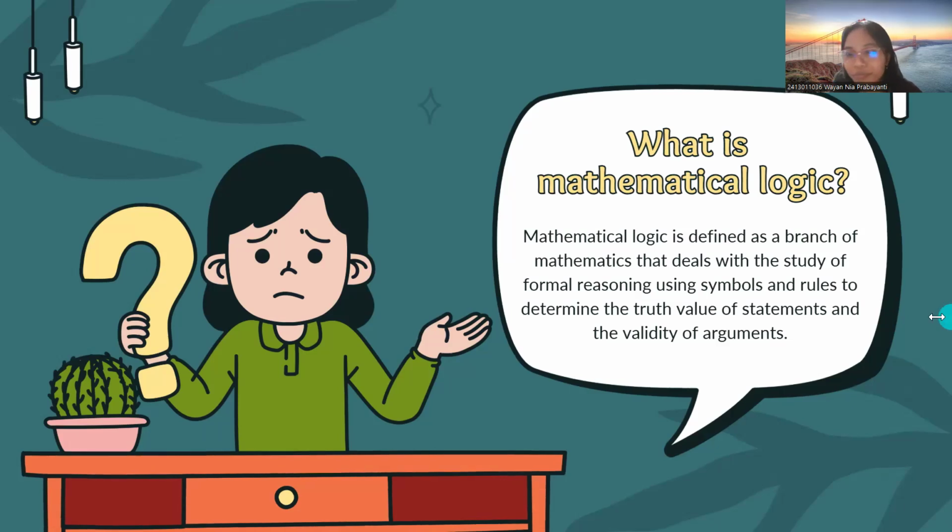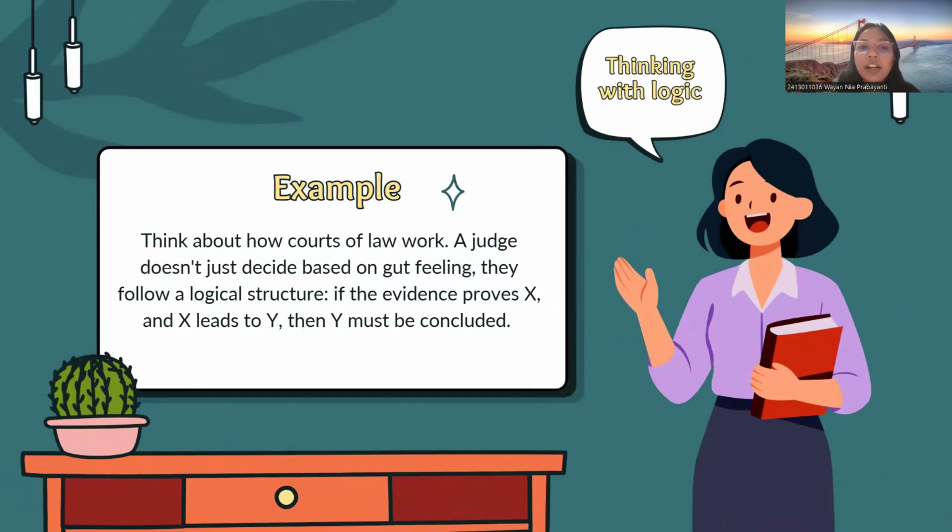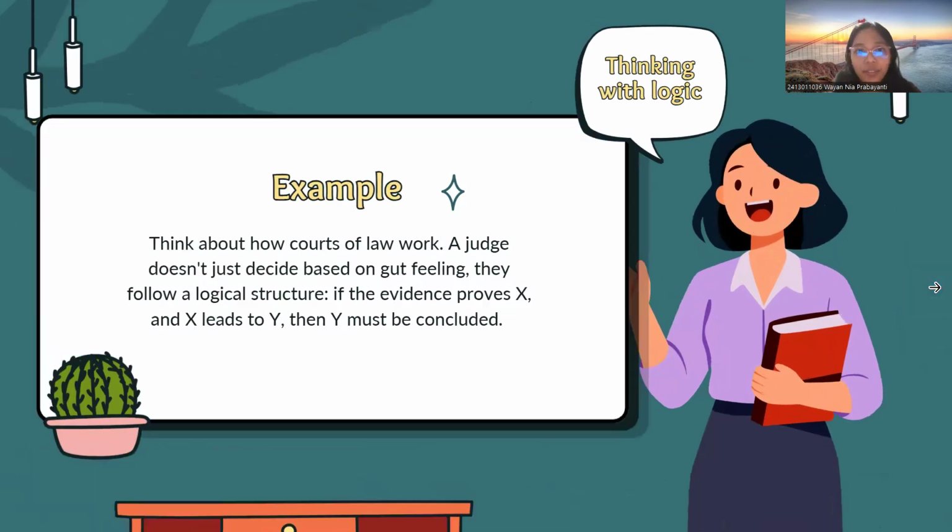So, let's take an example. For the example, think about how courts of law work. A judge does not just decide based on their gut feelings. They follow a logical structure. If the evidence proves X and X leads to Y, then Y must be concluded. So that's all about mathematical logic.